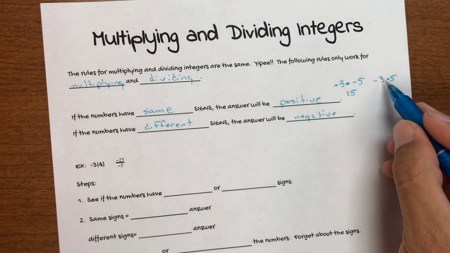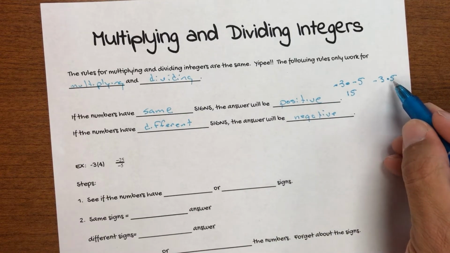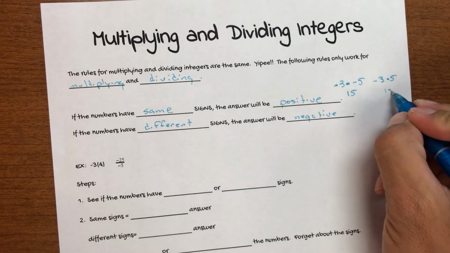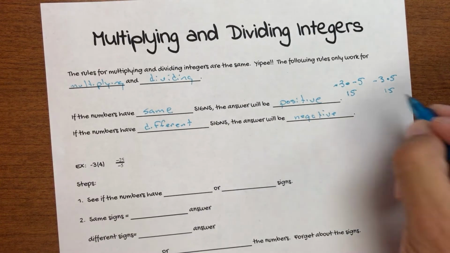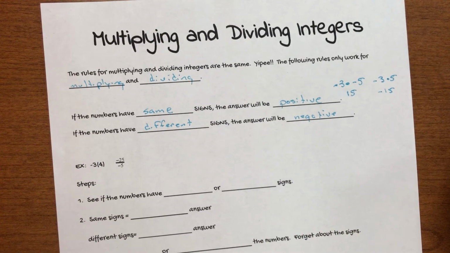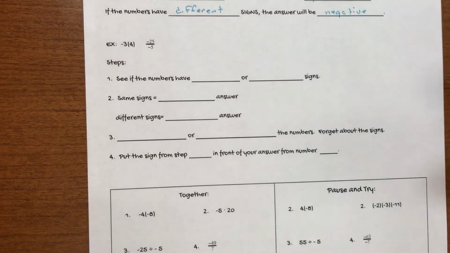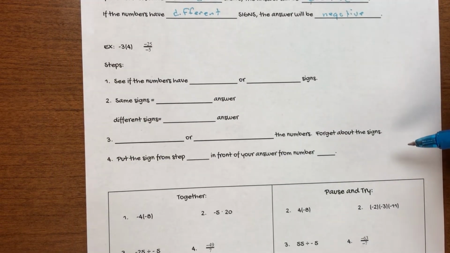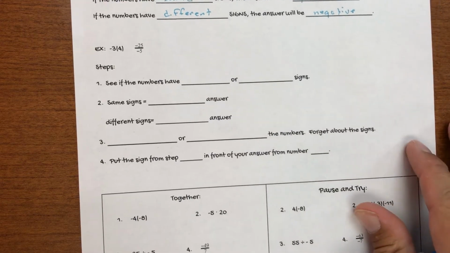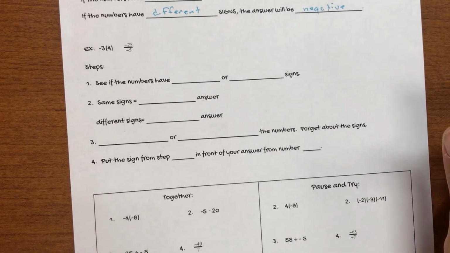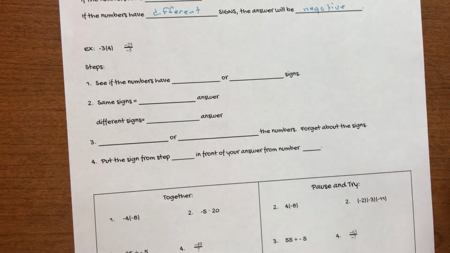So these have different signs. This is a negative number, this is a positive number. So I still do 3 times 5. My answer is just now a negative 15 instead of a positive 15. And that's really it. That's everything you need to know. I'm going to give you a step-by-step list here of what to do. I know some of you like that. It helps some of you. Others, it'll just be a little bit of extra information, and I can live with that.